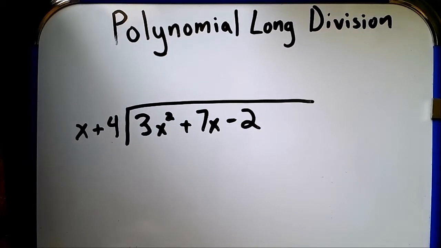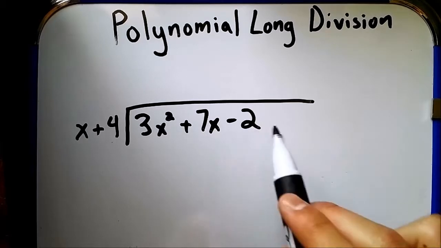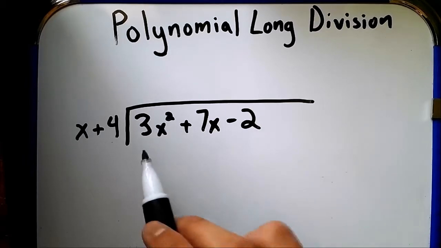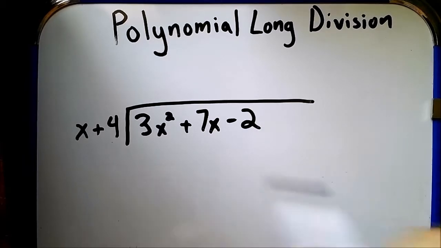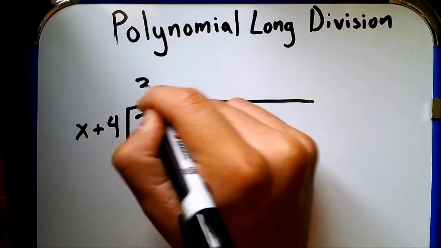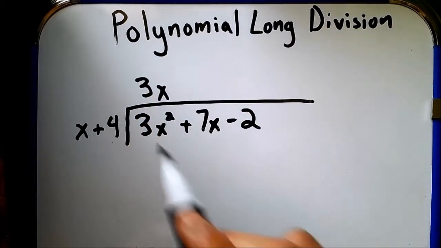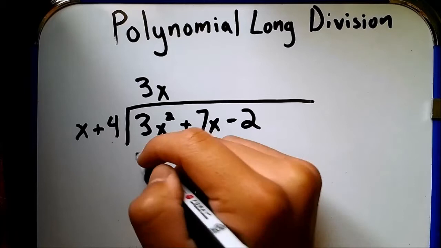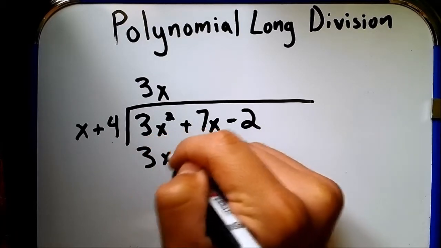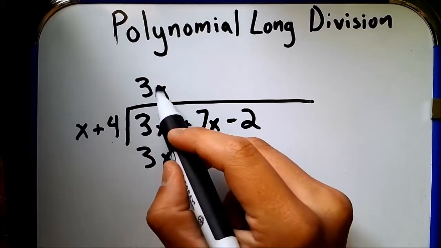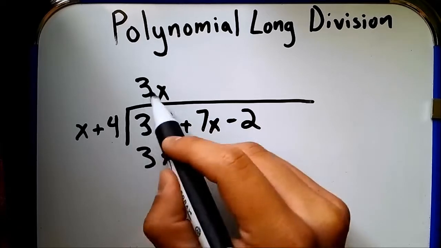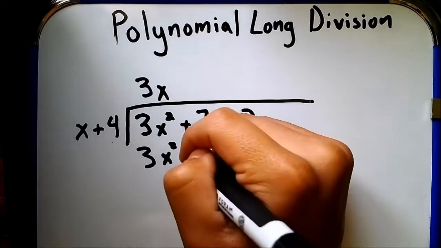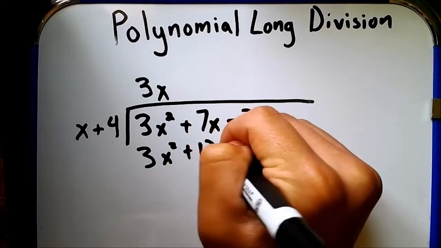For this example, we're going to try a more tricky problem. So I already have it written out here. So all we do now is 3x squared divided by x, which goes up here, and that's 3x, and then you do 3x times x again to write it down here. And then you do 3x times 4. You have to remember to do that step. So that is positive 12x.